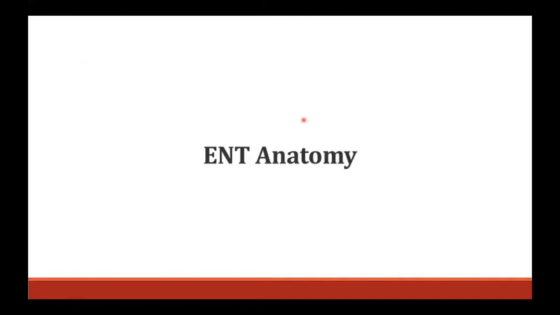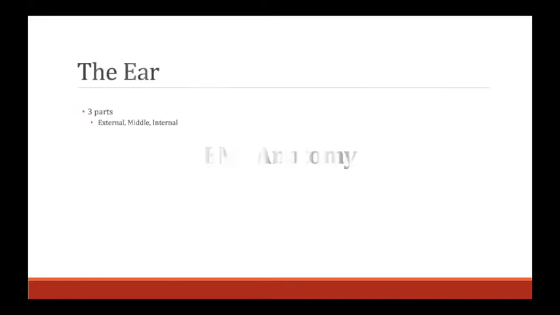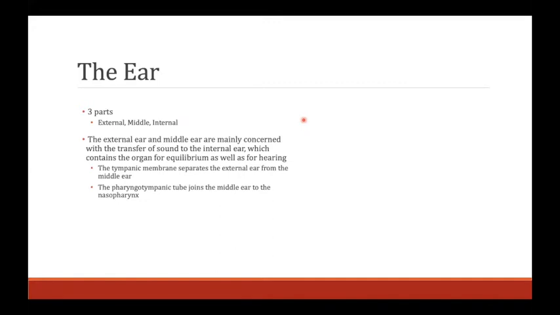So before we get started with the actual clinical side of things, I thought we'd do a quick refresher on the anatomy. So just taking you back to a little bit of pre-clin anatomy here, the ear has three main parts. So you've got the external part, the middle part, and finally the internal part. The external and the middle part are mainly concerned with transfer of sound, and the internal part is the one that's responsible for more balance and just keeping you upright. In terms of the division between external and middle, we've got the tympanic membrane, and then what joins the middle to the inner ear and eventually the nasopharynx is the pharyngotympanic tube.